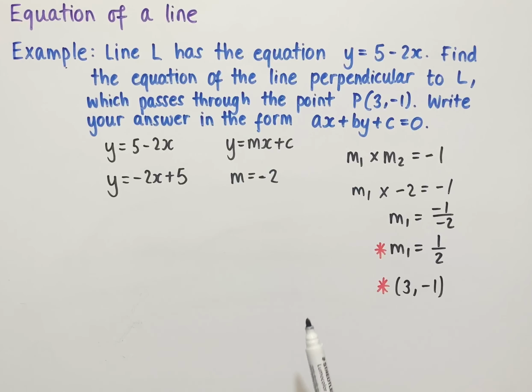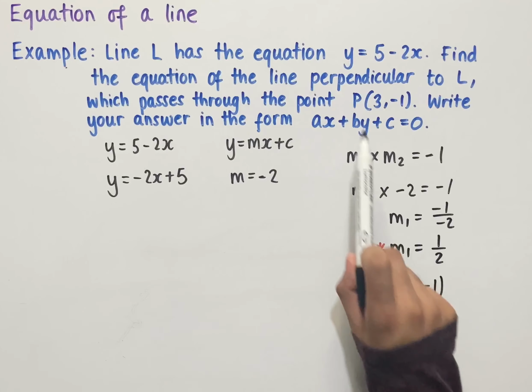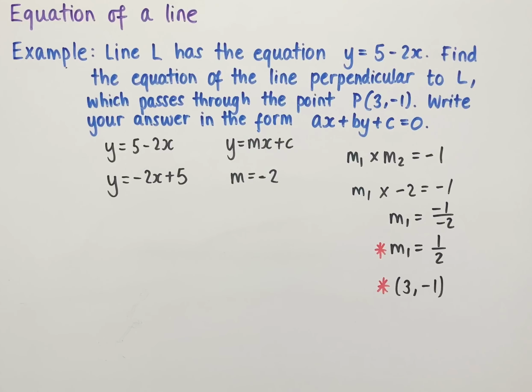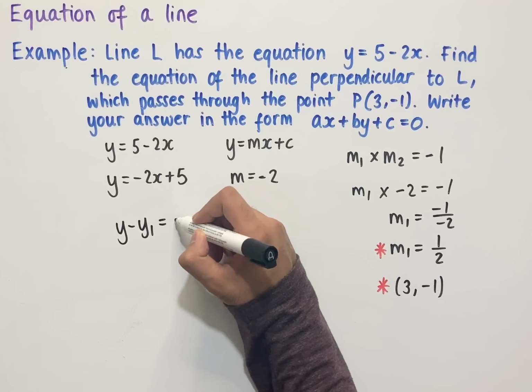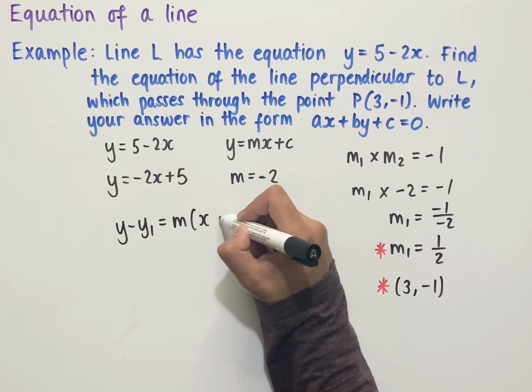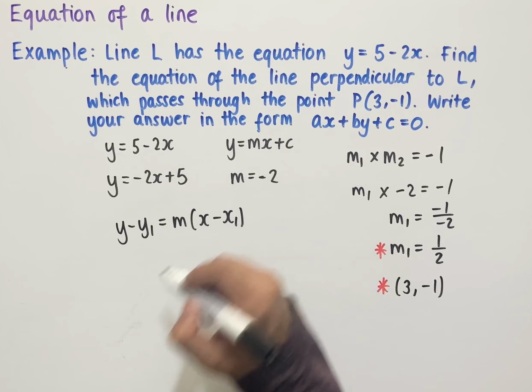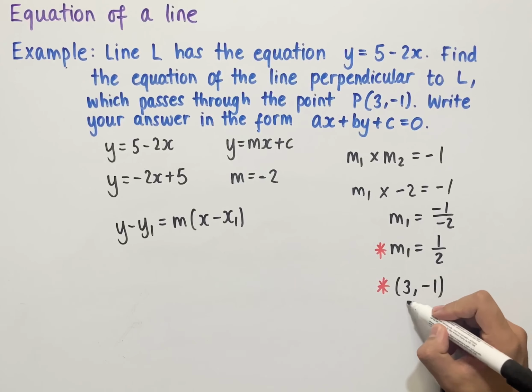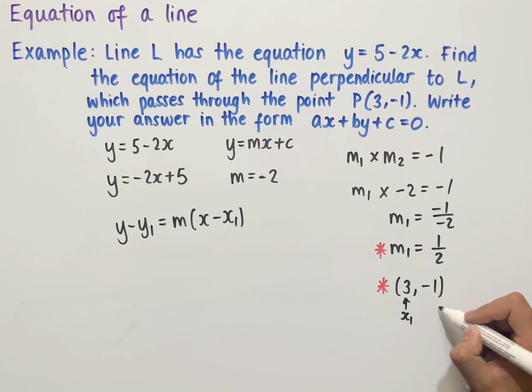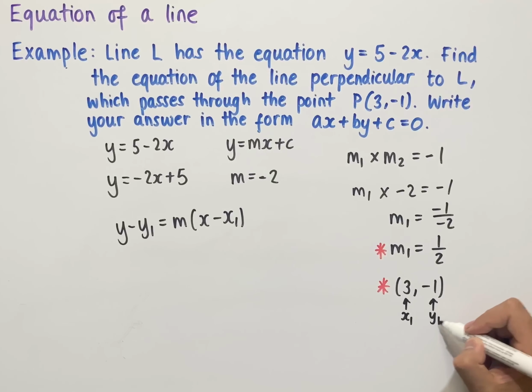We also know that the line passes through the point (3, minus 1). And so since we have the coordinates of a point and we have the gradient, then we can work out the equation of the line using y minus y1 equals m brackets x minus x1, where x1 and y1 are the coordinates of one of the points on the line. So in this case, x1 would be 3 and y1 would be minus 1.